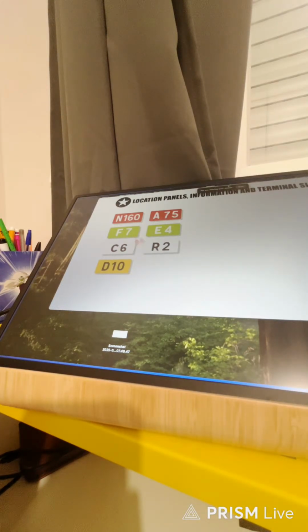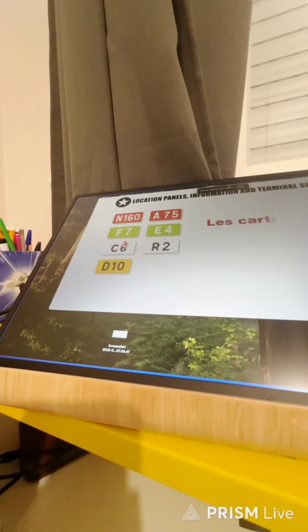So this one is what is called the location panel, information panel and terminal signal. That's what we are talking about now. What is all this one used for? Okay, they are used for national roads and auto routes. I'm still going to explain them one by one.